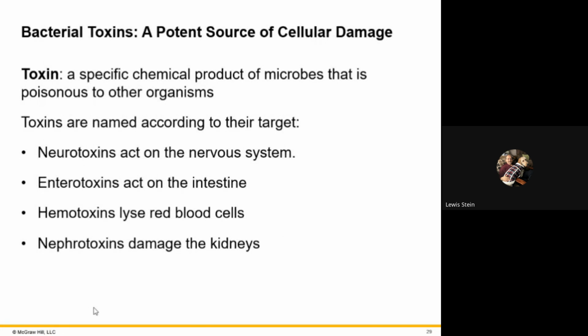Toxins. Oh, big time players. Specifically, that is poisonous. That's what toxins are. And there are all different kinds of toxins. Toxins that damage the kidney, nephrotoxins. The toxins we're talking about, alpha and beta hemolytic, are effectively toxins that destroy red blood cells.